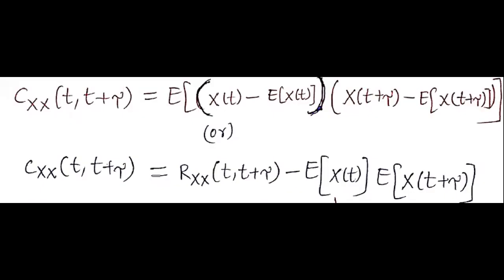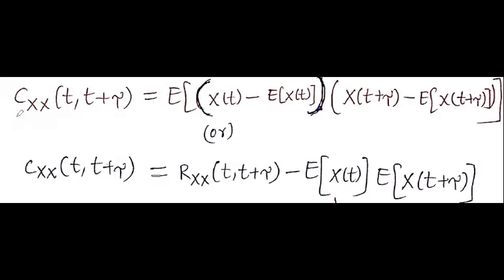The same concept for random variables can be extended to random processes. Now we are considering two random variables, X of t and X of t plus tau, at two time instants t and t plus tau. Then the autocovariance function is defined as follows. Just wait, I will show you with the mathematical formula.